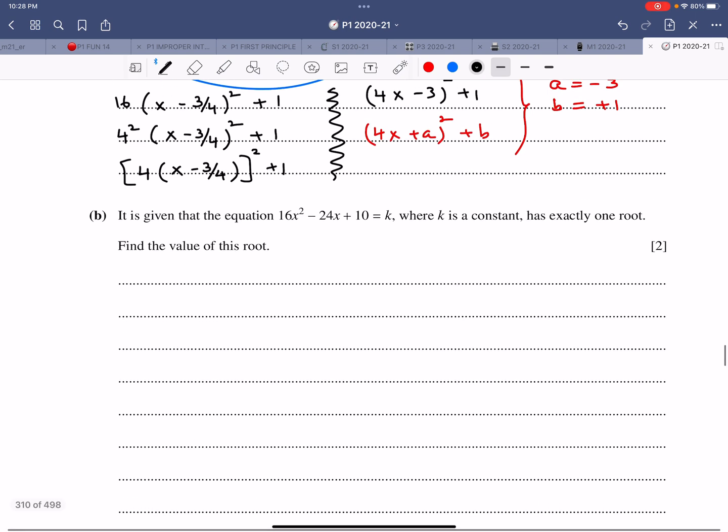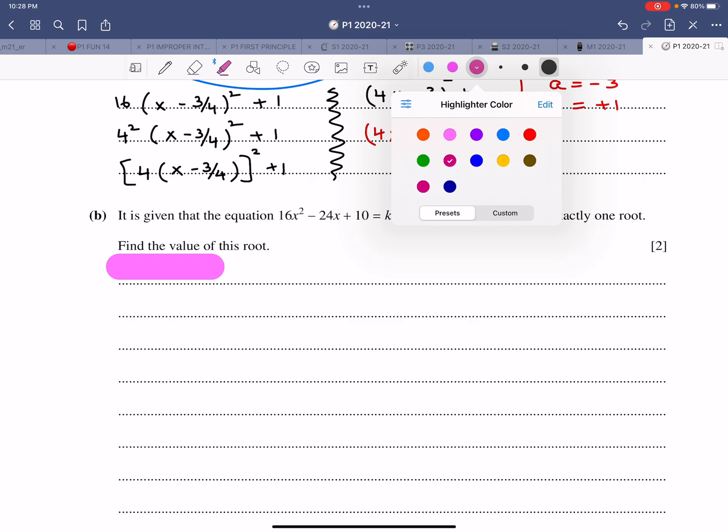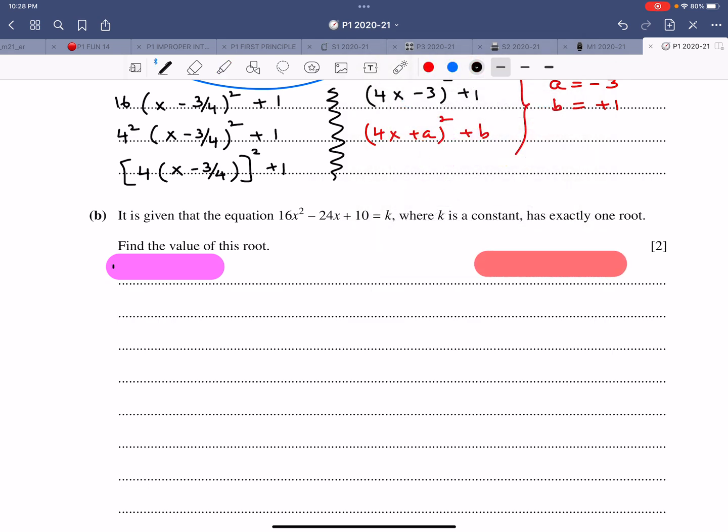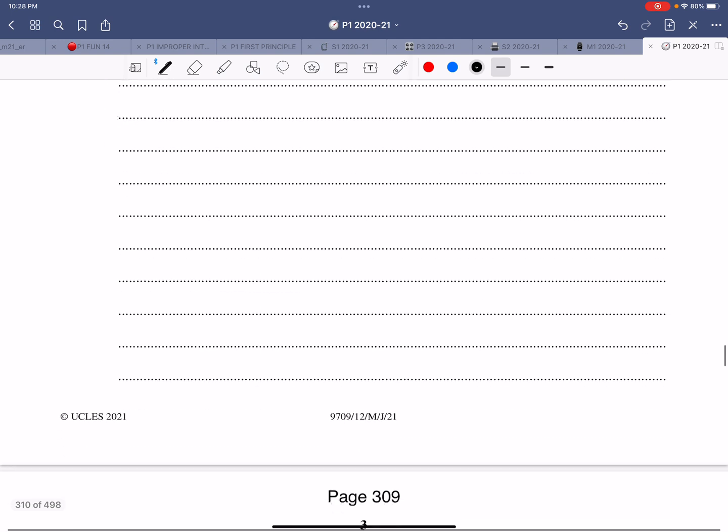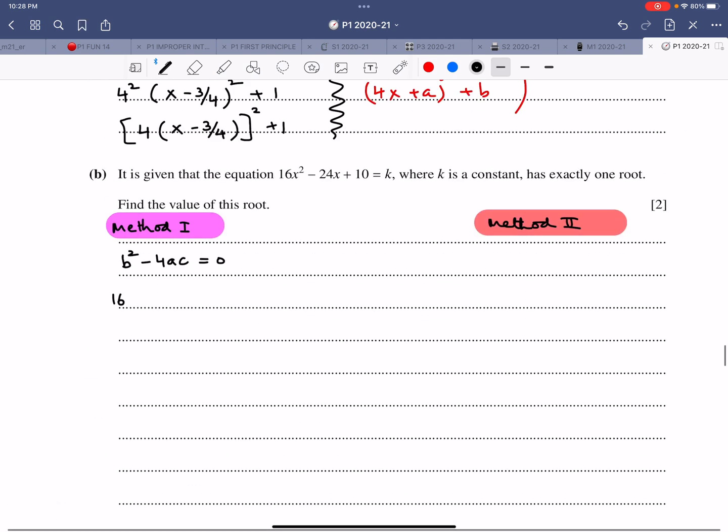Now let me do this question by two different methods. First of all, method 1 and then method 2. Method 1 is applying the concept b square minus 4ac equals 0. That is one root. So therefore 16x square minus 24x plus 10 minus k equals 0. This is your ax square, this is like your bx, and this whole thing is c.